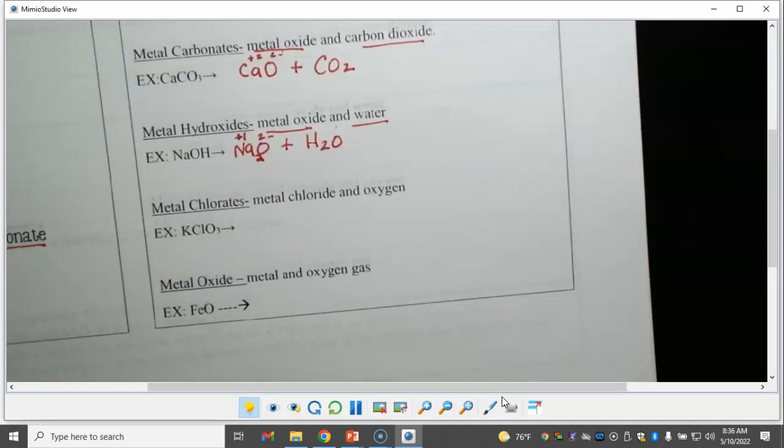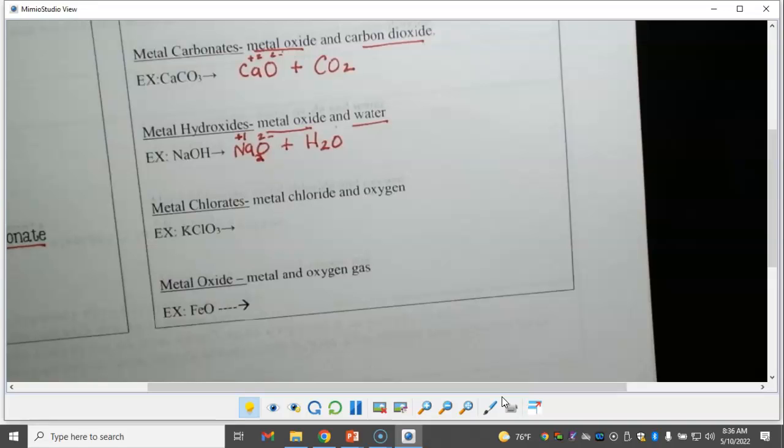So let's just do some of these. I think it's easier just to do them. Okay, here's two examples. So the first thing I have to identify is my single element is a metal. Okay, so I'm going to look to my compound, and I'm just a visual person. I'm going to underline my cation, which is copper.